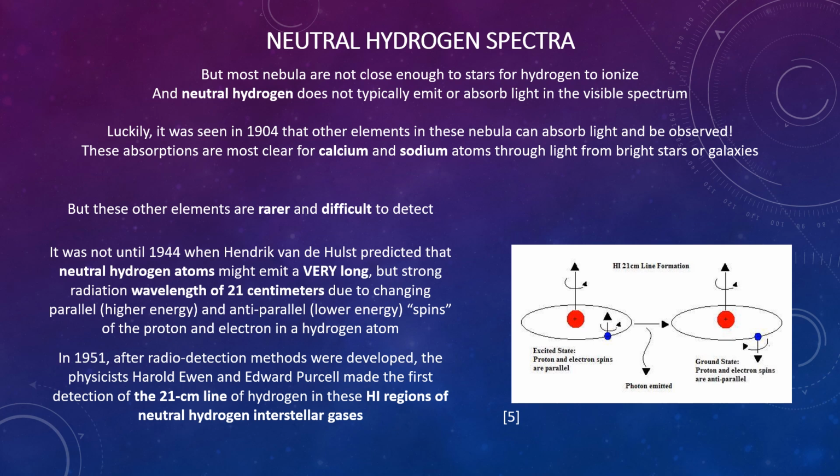In 1944, Hendrik van de Hulst predicted that neutral hydrogen atoms might emit a very long but strong radiation wavelength at 21 centimeters, due to changing of parallel and anti-parallel spin states of the proton and the electron in the hydrogen atom. And so in 1951, they found these 21 centimeter hydrogen lines using radio detection methods, and they were able to finally detect H I regions, or neutral hydrogen regions of interstellar gas.